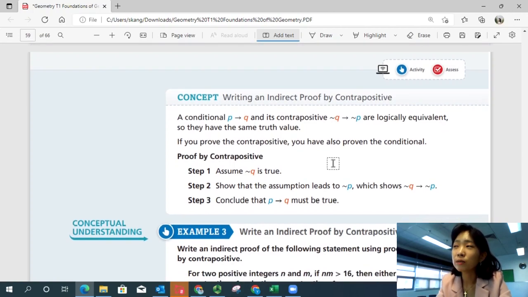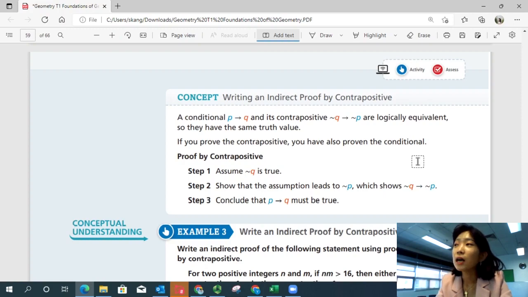So we're going to prove by contrapositive, which is logically equivalent to the conditional. So assume the negation of the conclusion is true, and then show that it leads to the negation of the hypothesis, which shows if not Q, then not P, right? And then you can conclude that if P, then Q must be true.